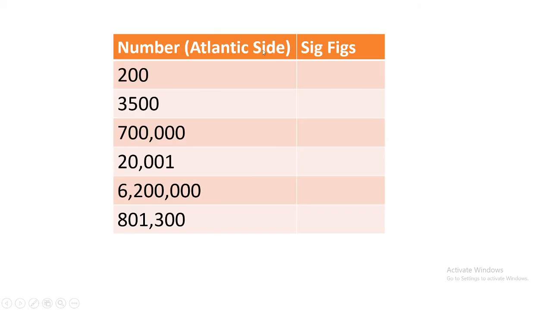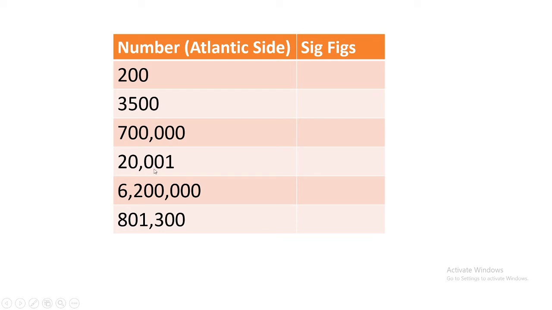So coming from the Atlantic side, from the right, moving to the left, these don't count, so you got 1 significant figure. These 2 zeros don't count, so you have 2 significant figures. These 5 zeros don't count, so you have 1 significant figure.